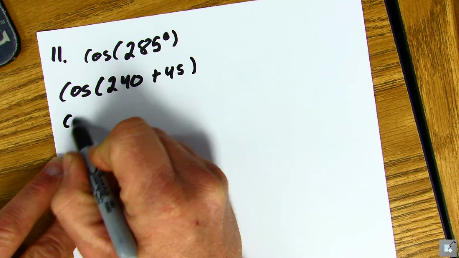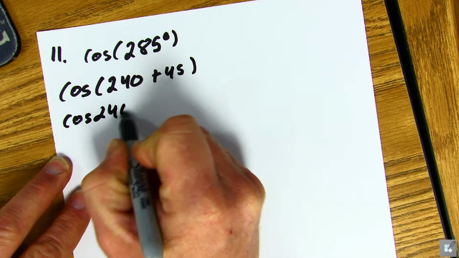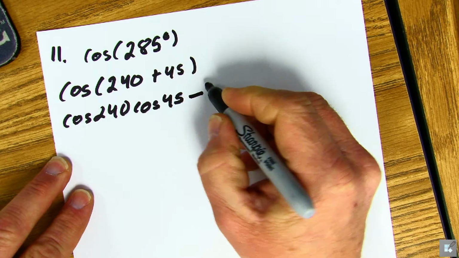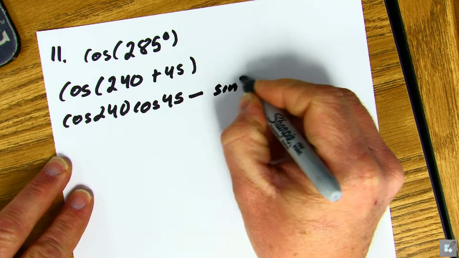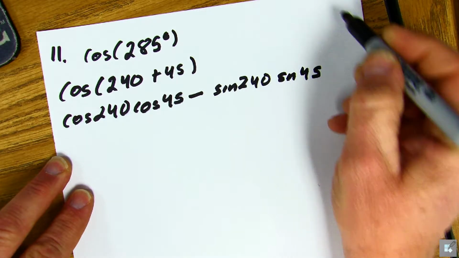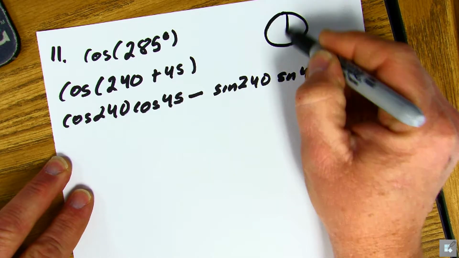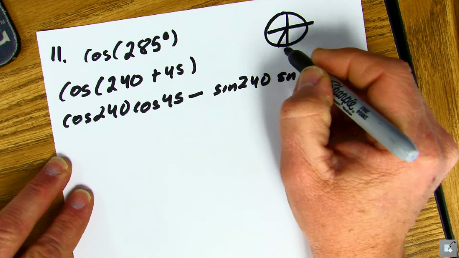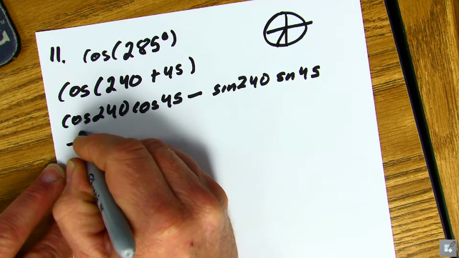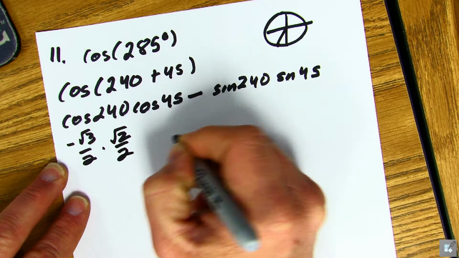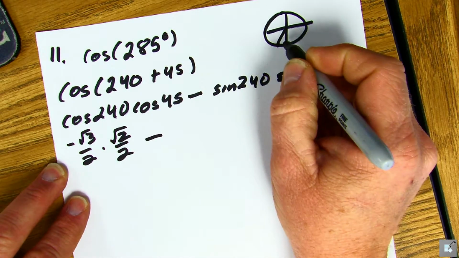Cosine's choosing, so that's going to be cosine of 240 times the cosine of 45 minus, because they're opposites, sine of 240 and sine of 45. Now again, remembering our unit circle, 240, that's the one down here. Cosine, which is the y value, is going to be negative square root of 3 over 2. Cosine of 45 is square root of 2 over 2 minus the sine of 245.